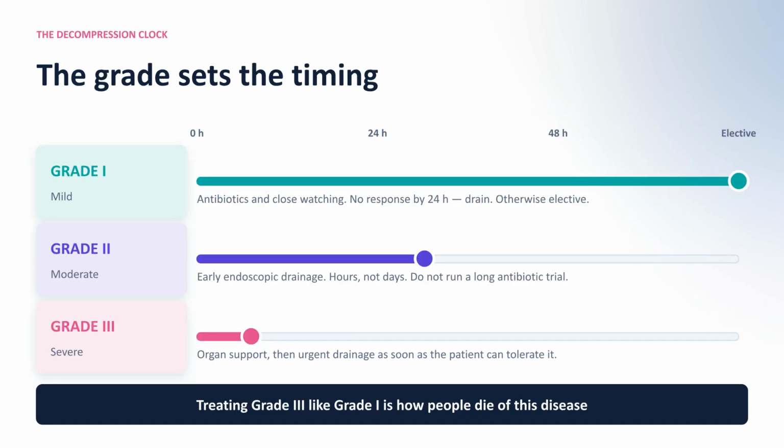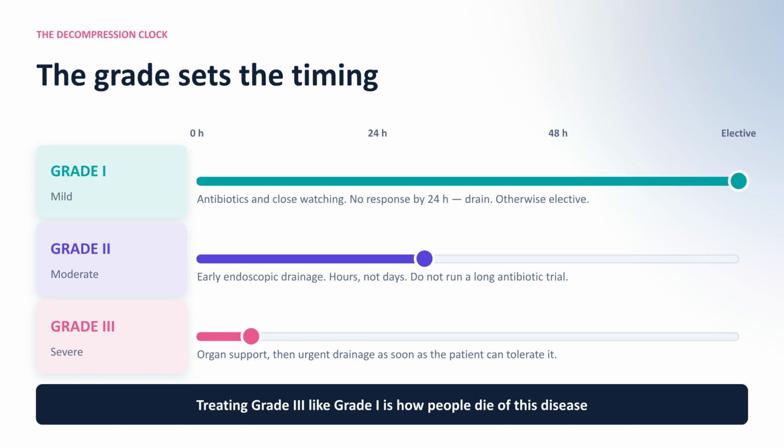Put the grades on a clock. Grade 1. Start antibiotics and watch closely. If there is no response within about 24 hours, drain. Otherwise, the drainage can be elective. Grade 2. Do not run a long antibiotic trial. Arrange early endoscopic drainage. Hours, not days. Grade 3. Resuscitate and support the failing organs. Then drain urgently as soon as the patient can tolerate the procedure. Note the order there. You stabilize in order to drain. You do not stabilize instead of draining.